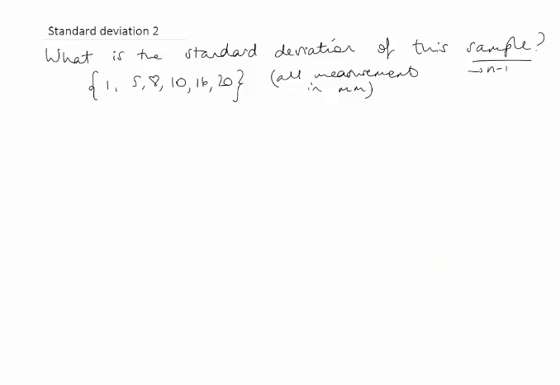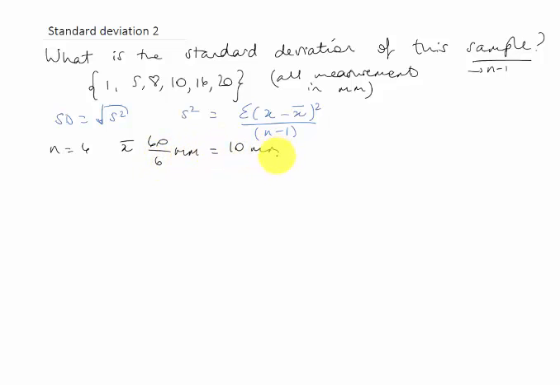Right, so we know that the standard deviation is the square root of the variance, and we know that the variance is the sum of x minus the mean squared all over n-1. So first of all, I worked out the number of samples. There are 1, 2, 3, 4, 5, 6, n equals 6. I calculated the mean, which is 60 over 6 millimeters, or 10 millimeters. Good. So now I can apply this formula.